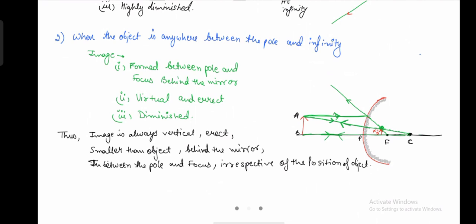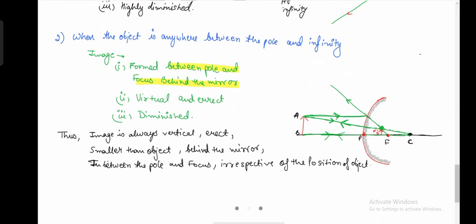What are the properties of this image in this case? First of all, it is formed between the pole and the focus behind the mirror. You see, this point is the pole and this point is the focus, and our image is being formed in between these two points. That's why we say that it is formed behind the mirror. It is not forming on the side where the light is getting reflected. Instead, it is behind.